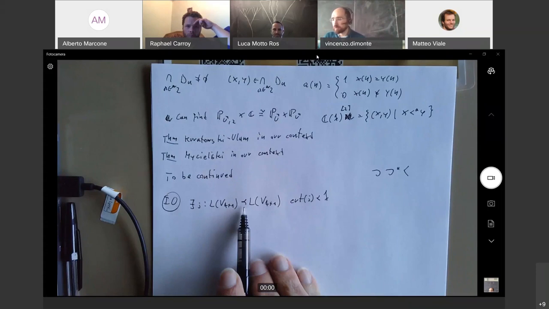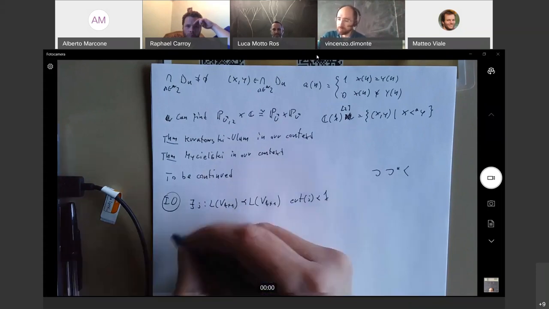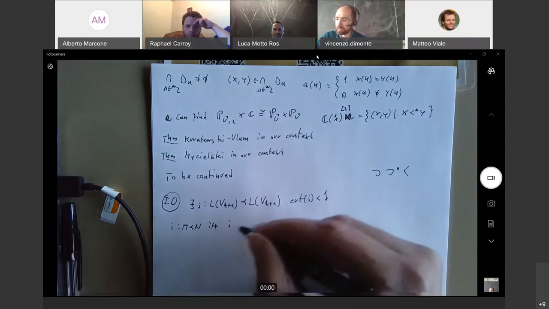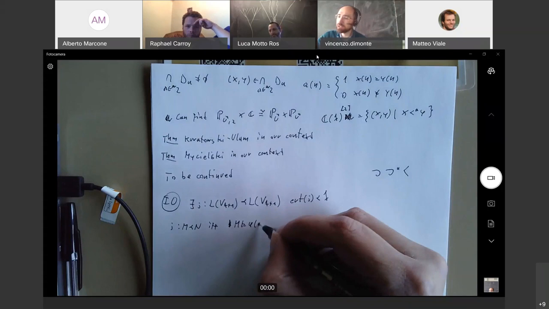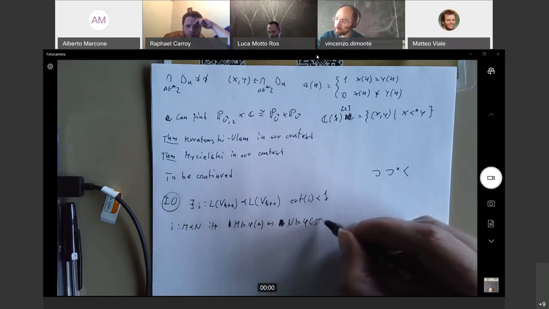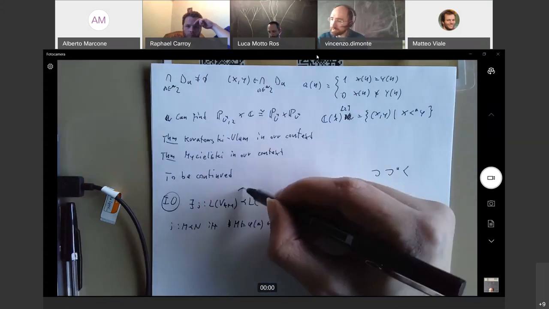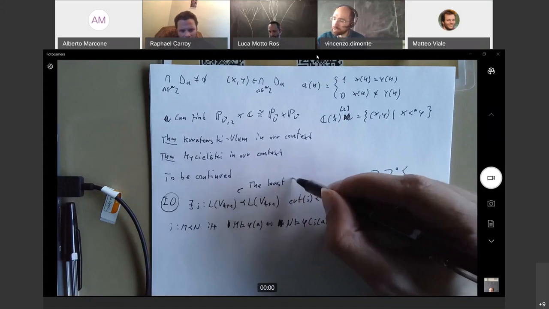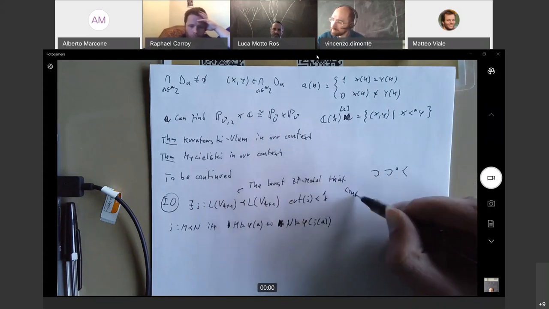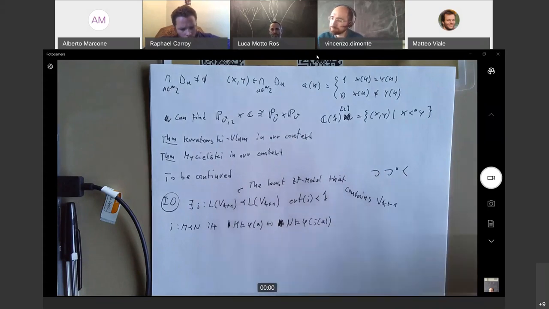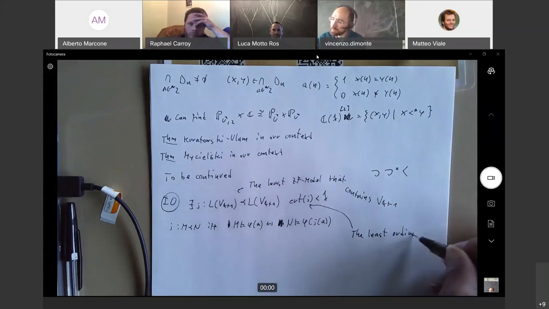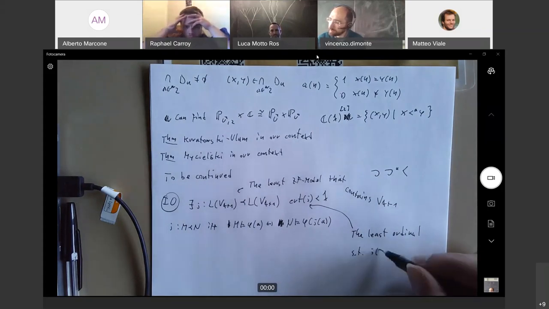So I'm using this symbol to say elementary embedding. So we have an elementary embedding if and only if, well, you should know what it is, right? It preserves the structure, the theory. Okay, and then L(V_{lambda+1}) is the least ZF model that contains V_{lambda+1}, and lambda is the least ordinal such that J(kappa) is bigger than kappa.